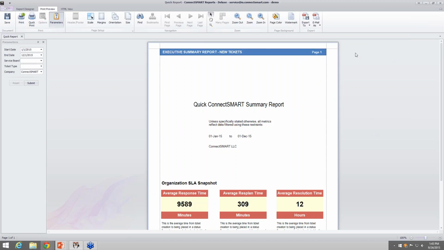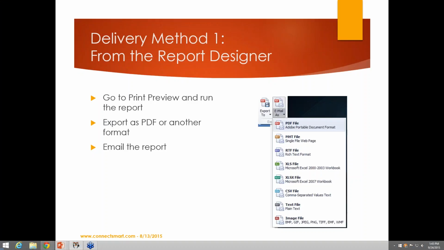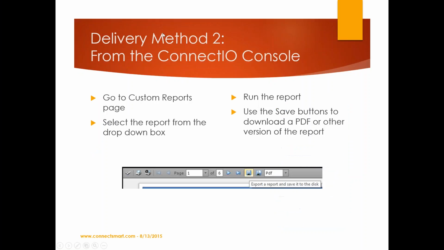So you don't have to go and upload it to ConnectIO and go into the browser or anything. You can literally just come right over to Print Preview, generate that PDF, and then send it over to whoever you want to review it or send it to. So that's technique number one. Next up, we have technique number two.